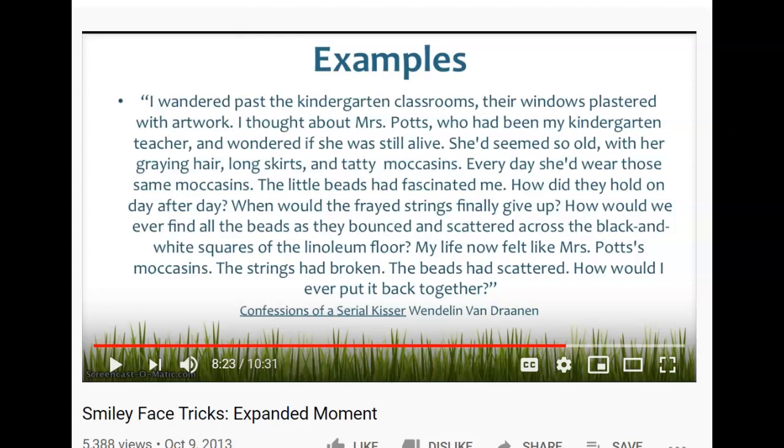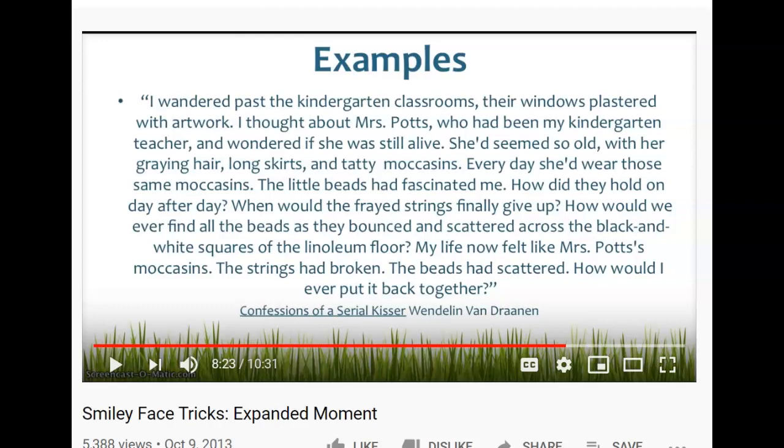This one's my favorite. And I know that these are long, but of course it's in the title, right? It's expanded. You're expanding the happiest moment, the saddest moment. You're picking an emotion that you really want the reader to understand and to feel. And you're going to describe it in every detail.